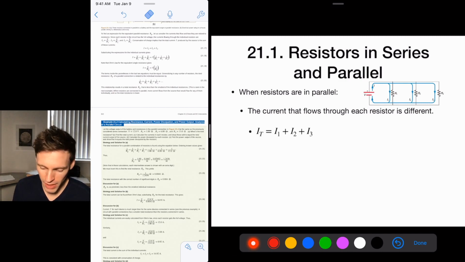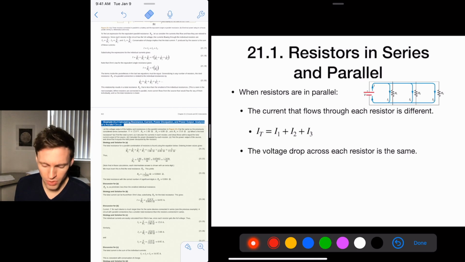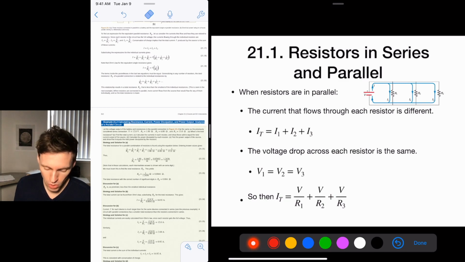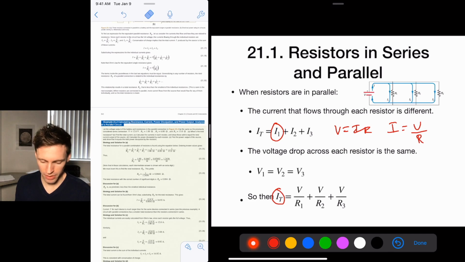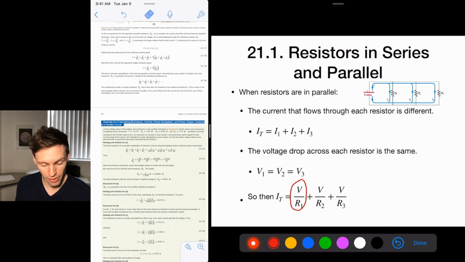Okay, the other thing is that whatever our total current coming out of the battery is, it has to equal the total current I1 plus I2 plus I3, just because, again, of conservation laws. The voltage drop across each resistor is the same, so V1, V2 and V3 are equal. Since V equals IR, I is equal to V over R. So I total is V over R1 plus V over R2 plus V over R3, and that's just I1 plus I2 plus I3. This is how you'd calculate I1, or just I2, whatever the problem is asking for.